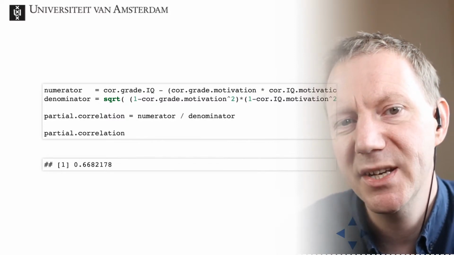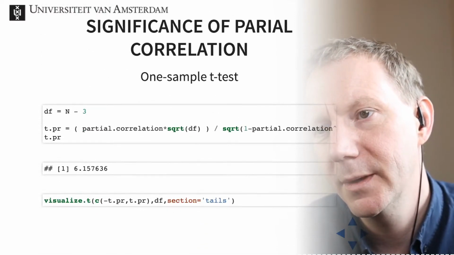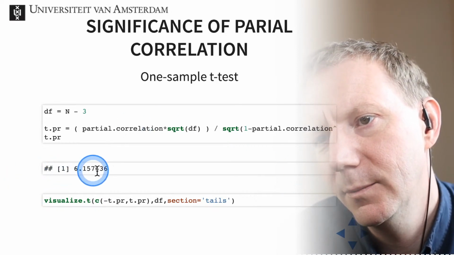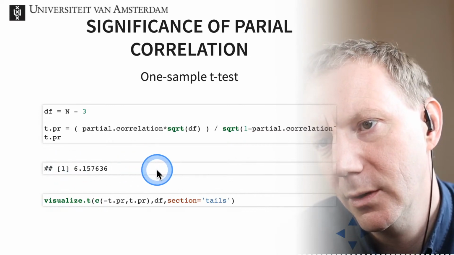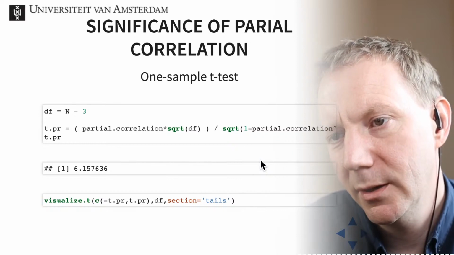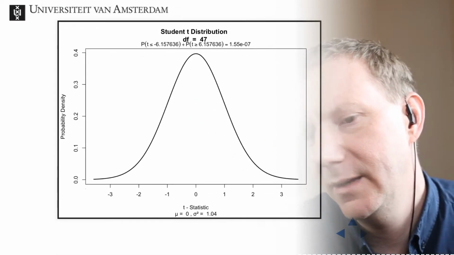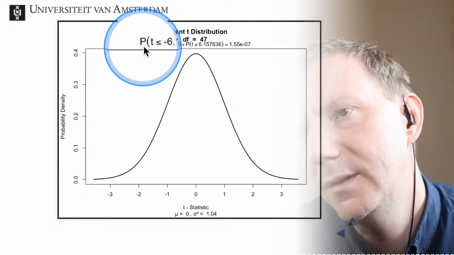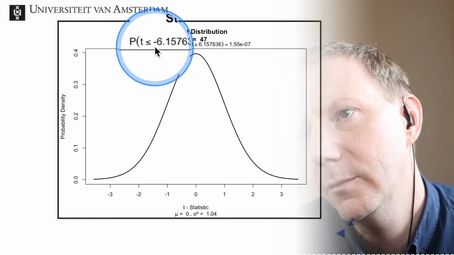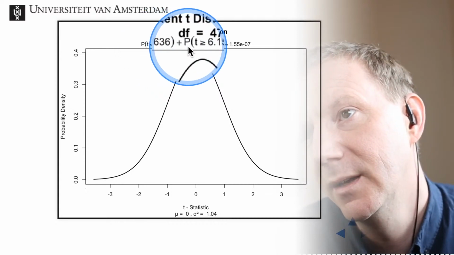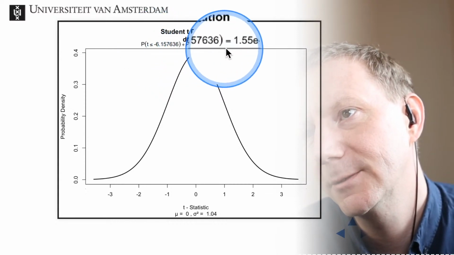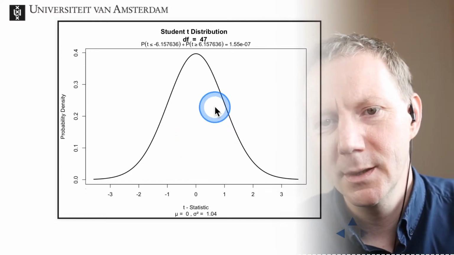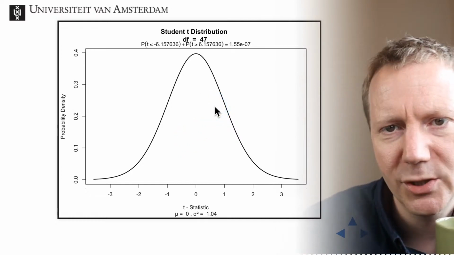And as this is just a correlation, we can calculate the t-value again for this correlation and test if this t-value is significant or not by using the visualize t function. And again, here we find a significant result because we have a t-value where the probability of a t-value lower or equal to -6, and on the other side higher or equal to 6, is very low, 0.0, lots of zeros, 7 zeros. So we apply this, and then we have our partial correlation.